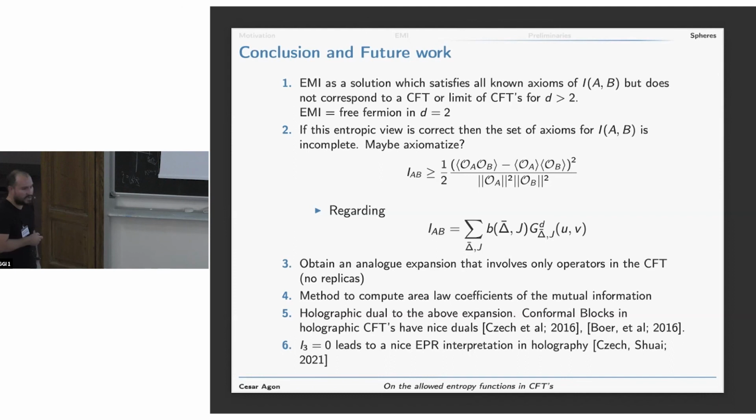Finally, going back to the theme of the workshop, I found the expansion of the mutual information very powerful, because this gives us a way to bootstrap the theory. If you understand very well the mutual information for spheres, you might be able to do some inversion and find all the replica operators that contribute to them.